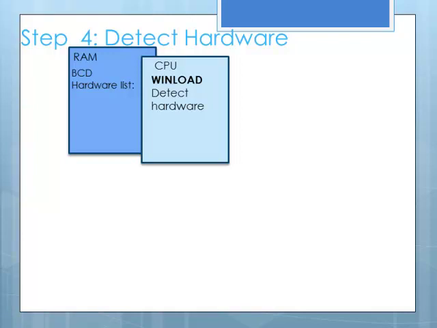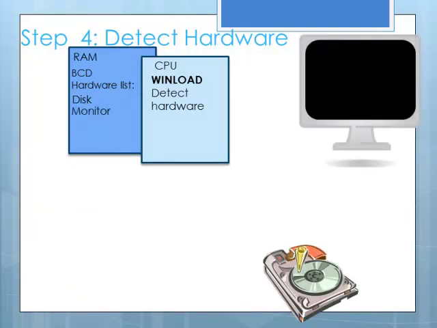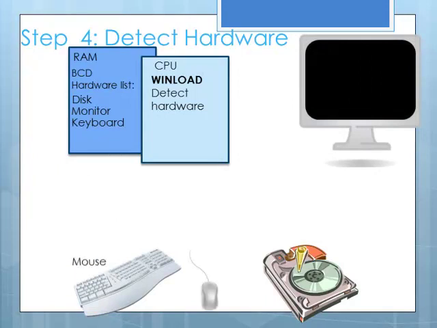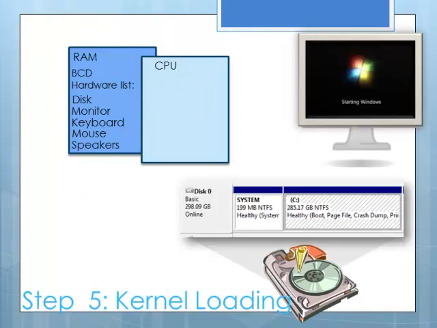One of the next things we do is go out and find what hardware we have, and we're going to build a list and hold it in our RAM. So we have a hard disk, a monitor, a keyboard, a mouse, and perhaps some speakers too. So we've built up our hardware list. That was step 4. Now we're going to go load our kernel.